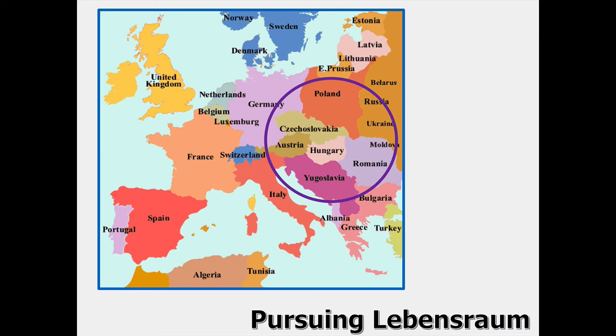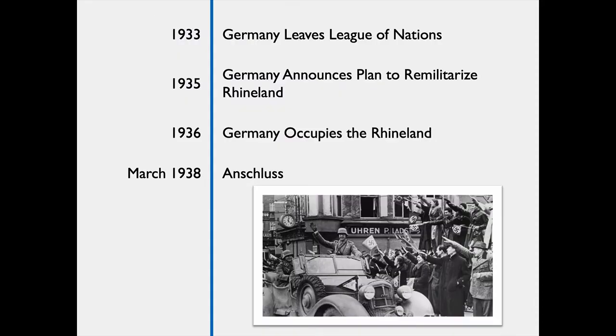And the very first thing that they do in pursuing Lebensraum focuses on the territory of Austria. If you take a look at this purple circle on the screen, you will notice that in the left of it, you can see Austria. Austria was an ethnically German territory. It had been part of the Holy Roman Empire. It wasn't united with Germany in the late 19th century, but it did have a lot in common with Germany, linguistically, historically, culturally. And so in March 1938, Nazi Germany and Austria form a strong alliance known as the Anschluss. So basically, Nazi Germany absorbs Austria.